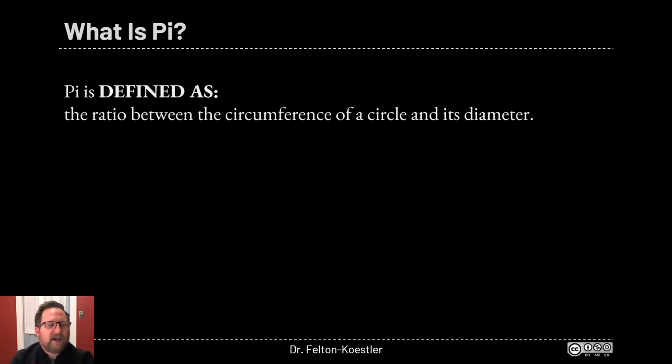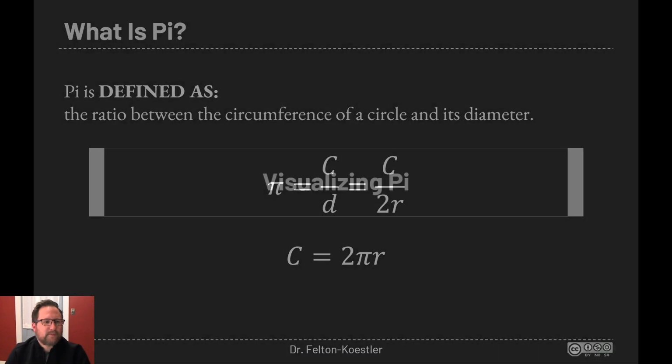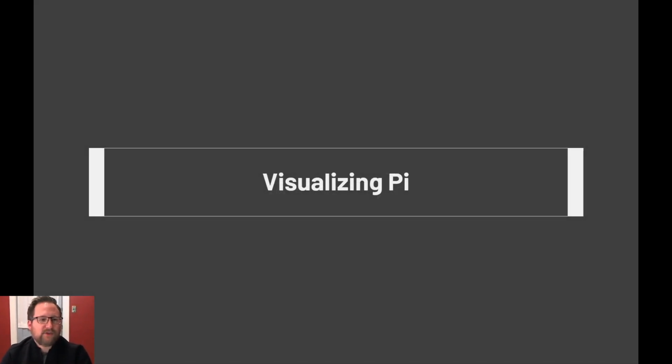We're going to define pi. Pi is defined as the ratio between the circumference of a circle and its diameter. In other words, pi is, by definition, circumference divided by diameter. And because the diameter is twice as long as the radius, we can also write that as circumference over 2r. And if we do a little bit of algebra and just rearrange things, then we end up with c equals 2 pi r, which is a formula many of you probably learned in school for how to find the circumference of a circle. Let's talk about how we can visualize that.